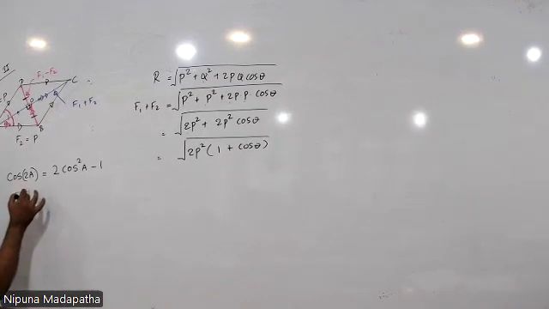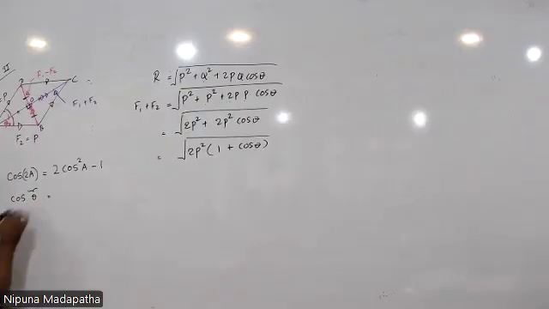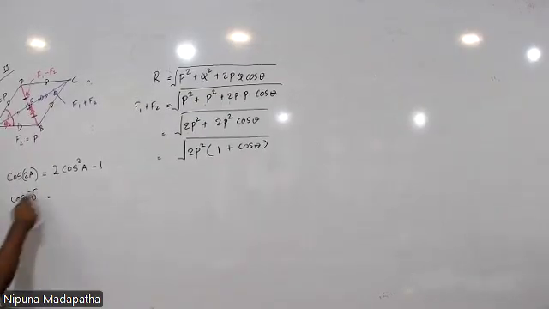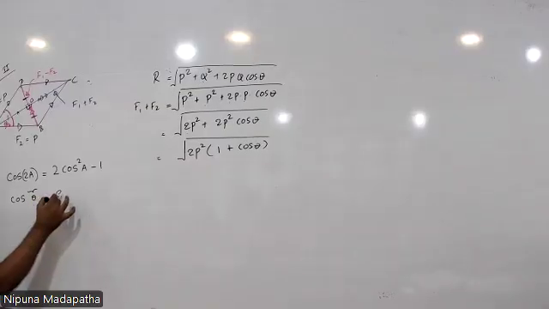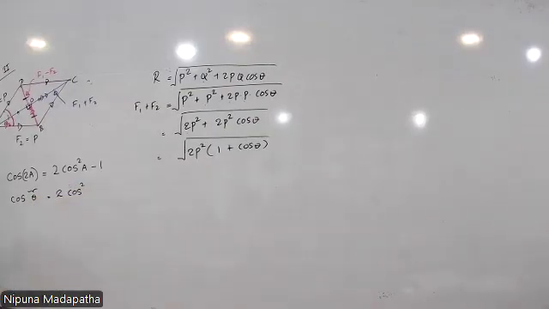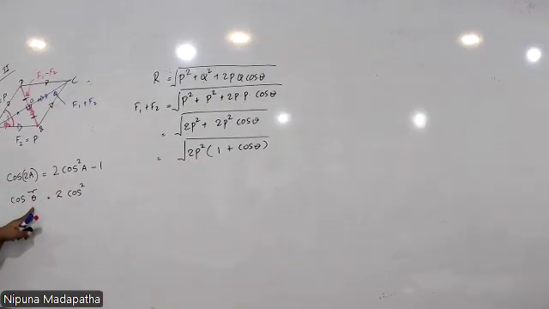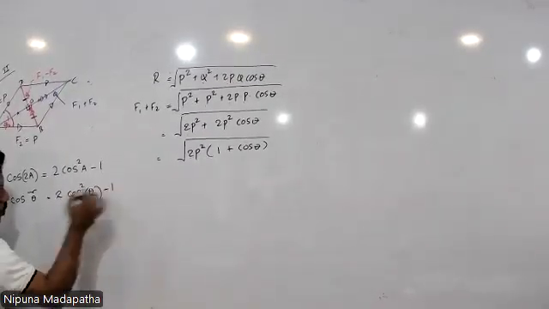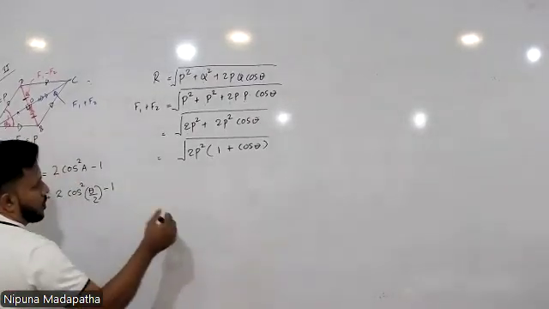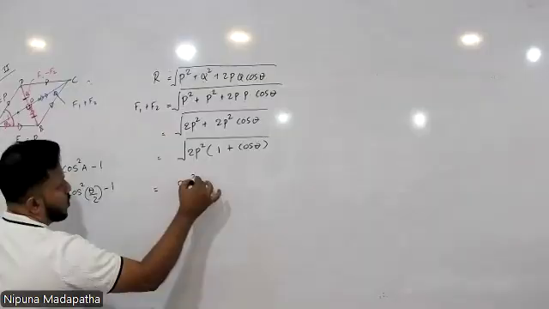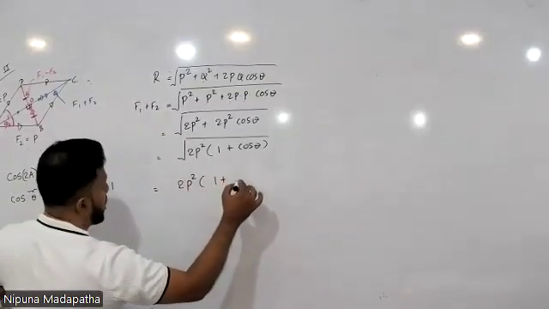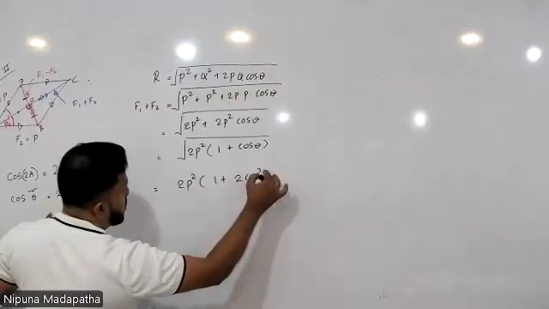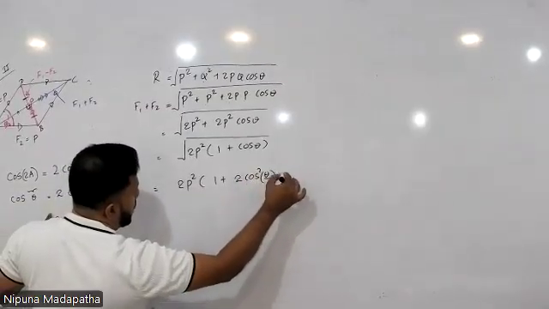Here, suppose 2a is theta. 2a equals theta. So how do you write cos theta now? By looking at this, tell me how do you write cos theta? 2 cos squared, what is a? If 2a is theta, a is theta over 2. So cos theta is 2 cos squared theta over 2 minus 1. So 2P squared times 1 plus cos theta is 2P squared times 2 cos squared theta over 2 minus 1.